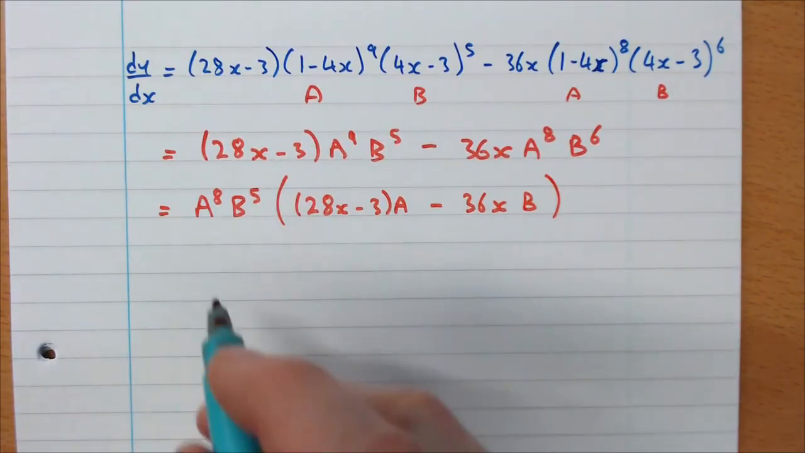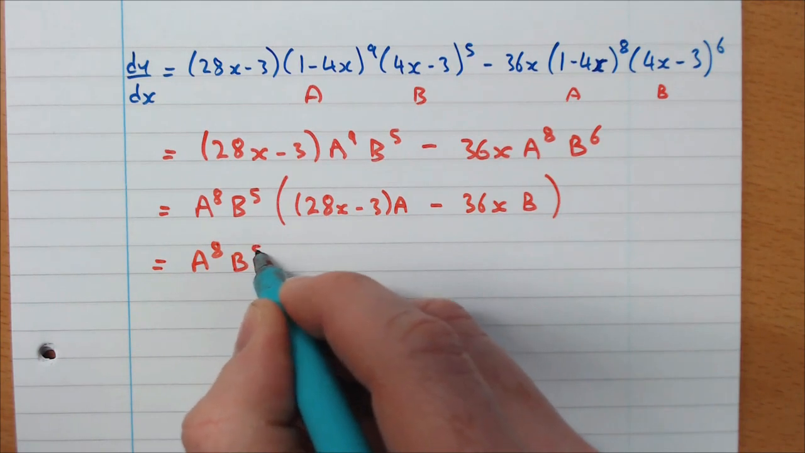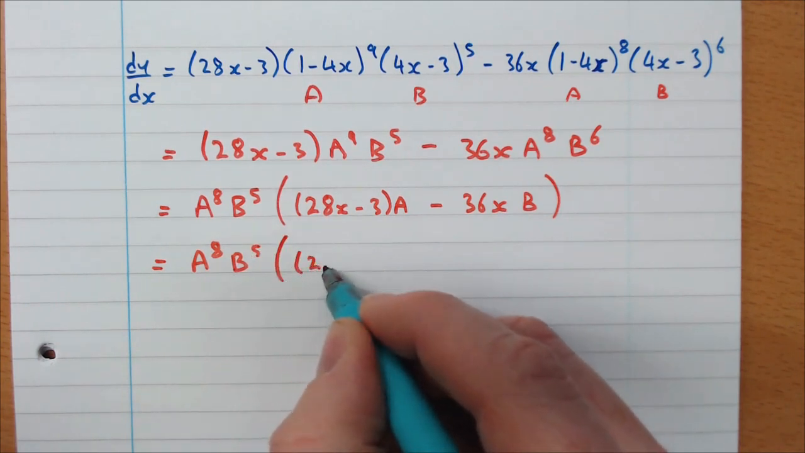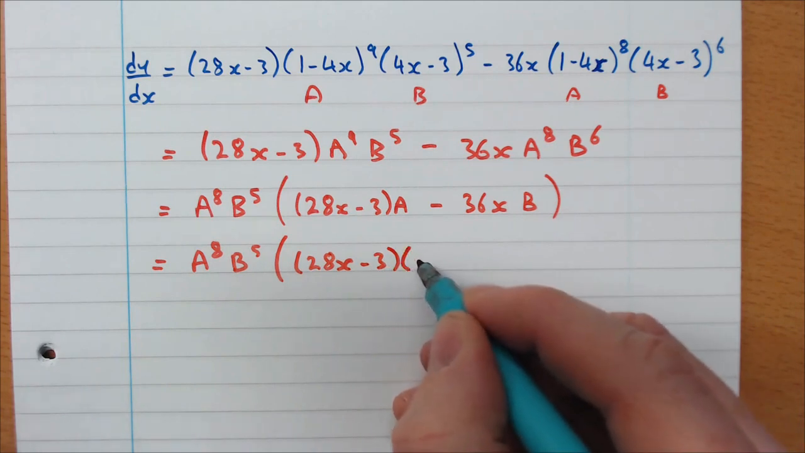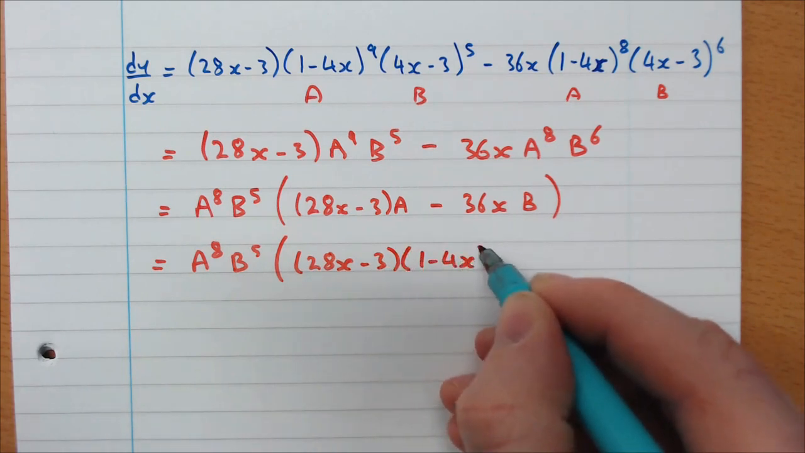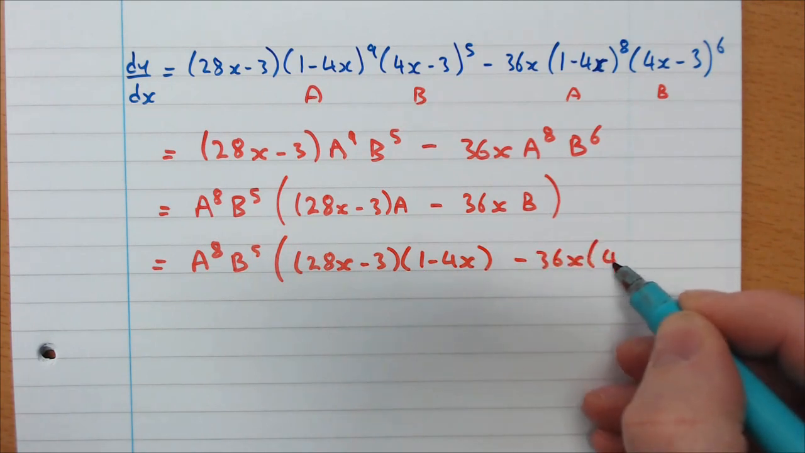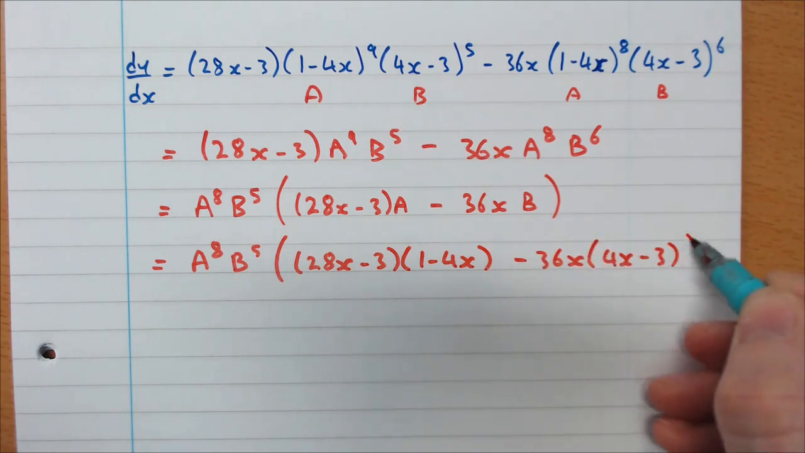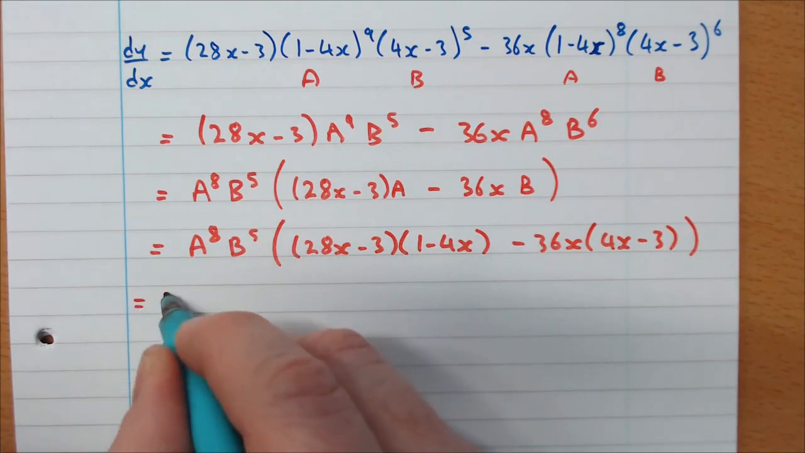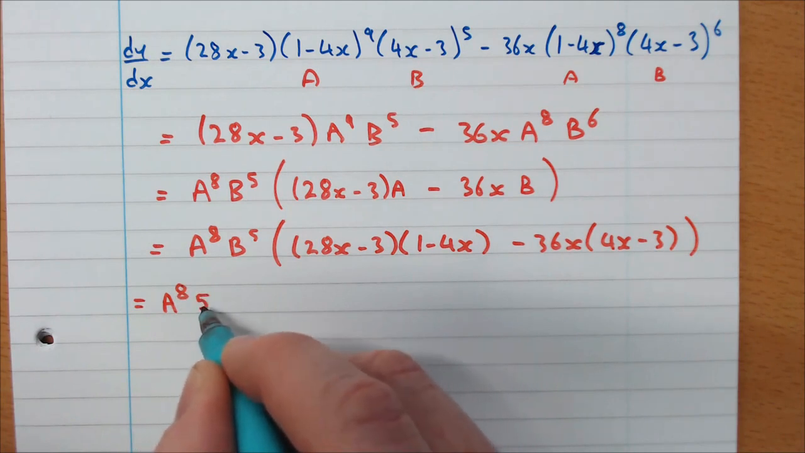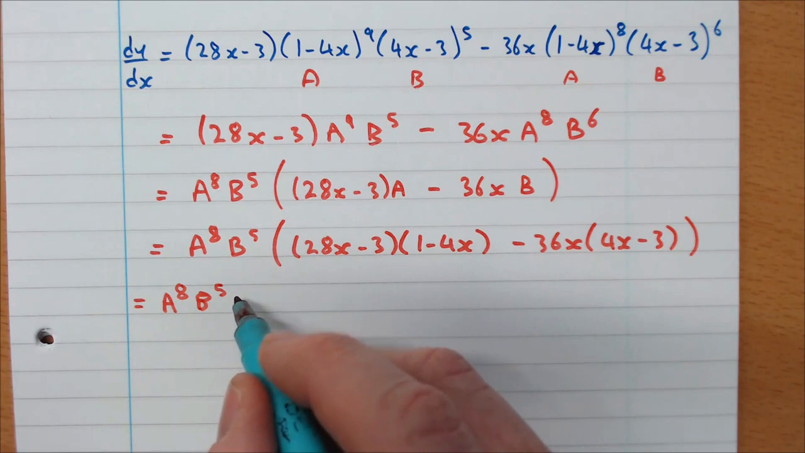At this point, I would leave the A^8 B^5 alone on the outside for now, and simplify what's inside the bracket. Inside the big bracket there, change A and B back into what they are. So A is 1 − 4x, and B we said was 4x − 3. Then I would simplify that larger bracket. So multiply everything out and compress it all down. Haven't touched the outside bit yet. So A^8 B^5.